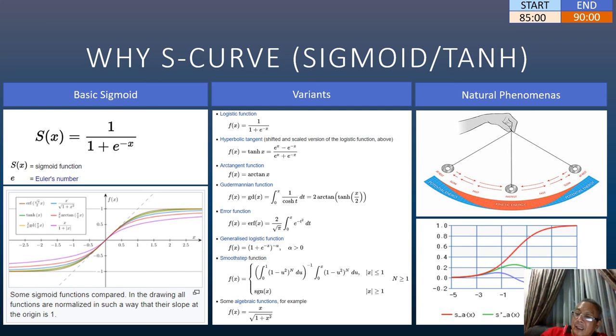So that is represented by your sigmoid function. That means the rate of change of the speed. Okay, so that is why we normally use the sigmoid function to represent data, the transformation of data, because the sigmoid function normally describes natural phenomena. This is the pendulum.